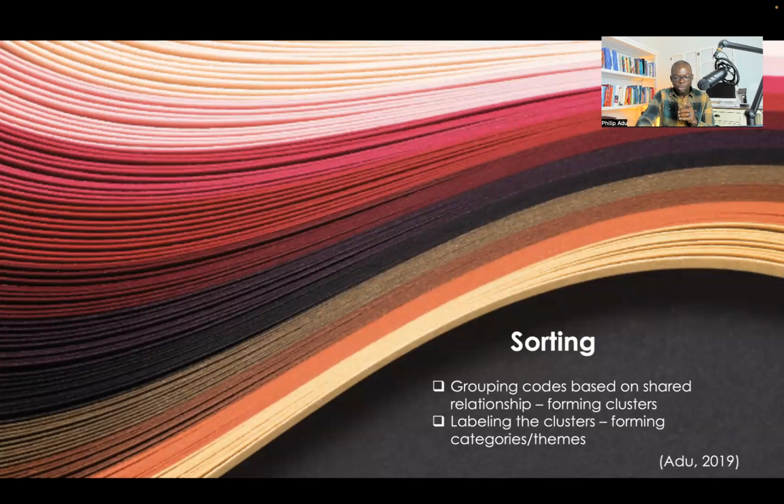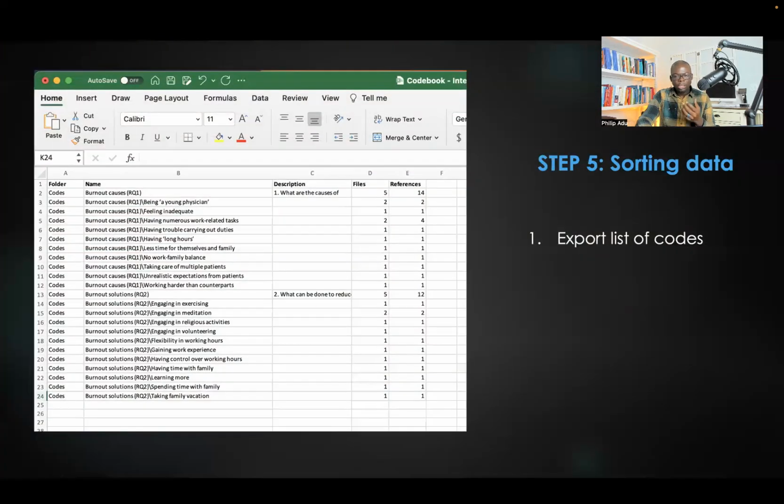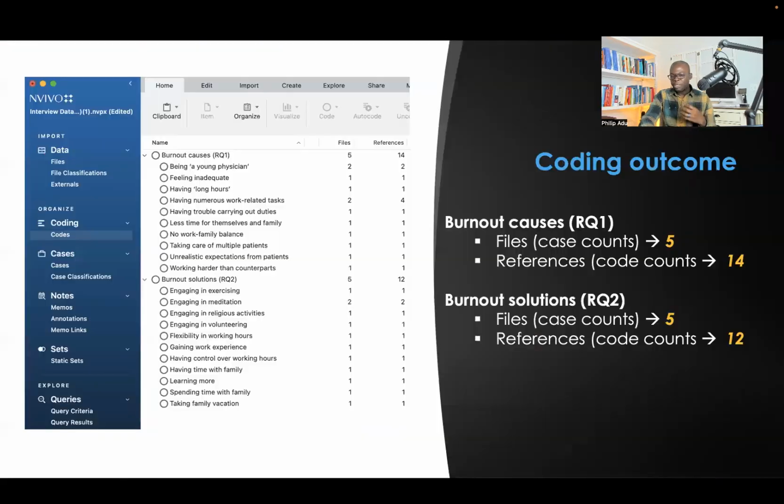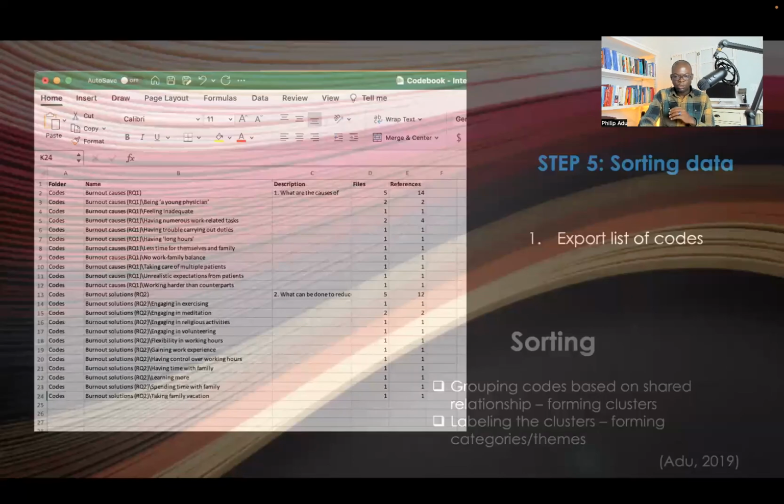Normally, before you do the sorting, you have to export the list of the codes. So you export into an Excel spreadsheet. You can do the sorting in NVivo, but it's easier when you export the codes and then do it outside and then bring the themes back to NVivo, and I'm going to show you how to do it.